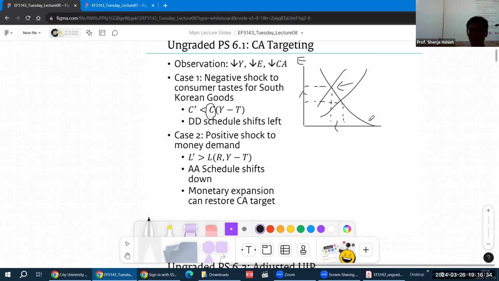So this description does not match here, right? This is what we observe. We observe lower Y, lower E, and lower CA, but we observe higher E, right? Which is not consistent with case one. So we can easily dismiss this scenario.